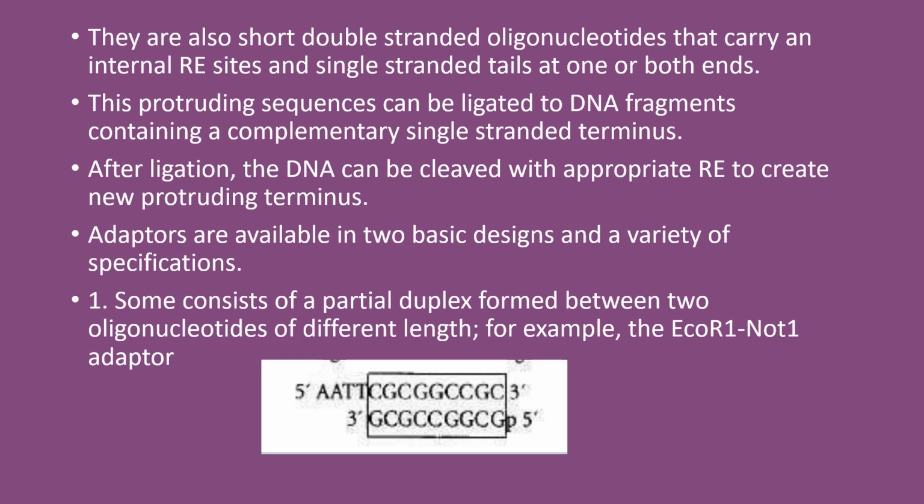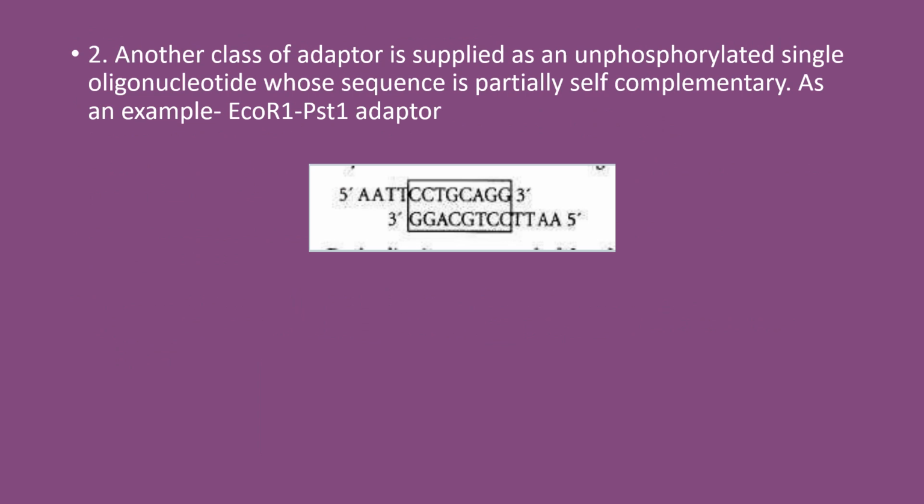Adapters are available in two basic designs and a variety of specifications. Some consist of a partial duplex formed between two oligonucleotides of different length, for example, EcoRI-NotI adapter. Another class of adapter is supplied as an unphosphorylated single oligonucleotide whose sequence is partially self-complementary, as an example, EcoRI-PstI adapter.